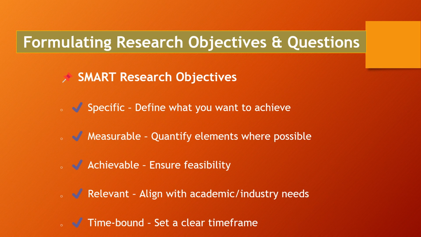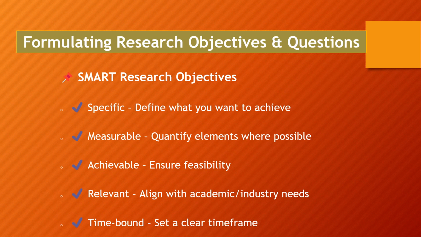And most times you see aim and objectives. We don't have aims; it is aim, one overarching aim. Then you have supporting objectives to help you achieve that aim. So how do you set or formulate research objectives and questions?